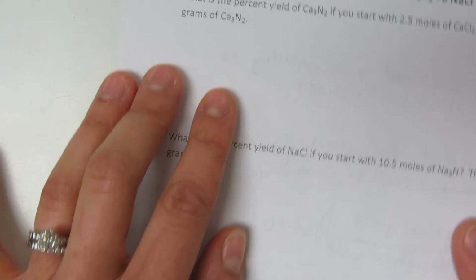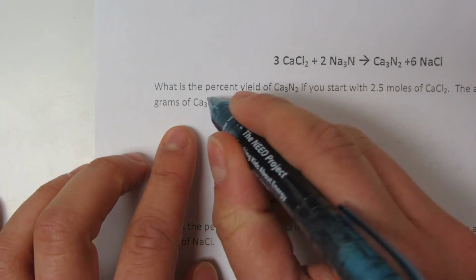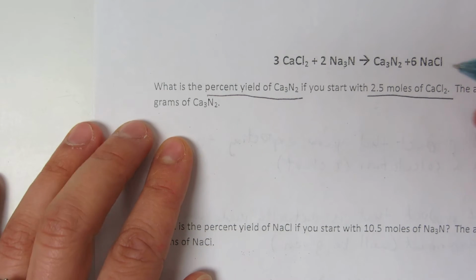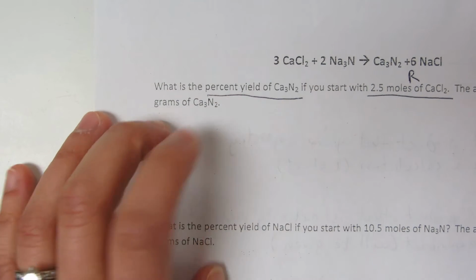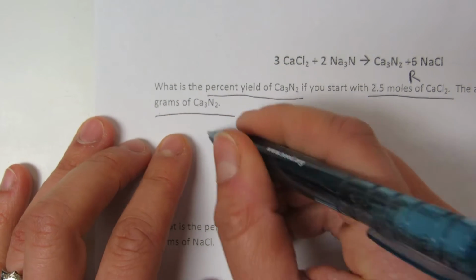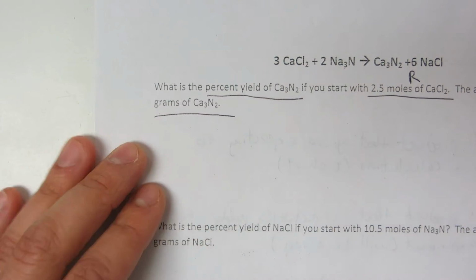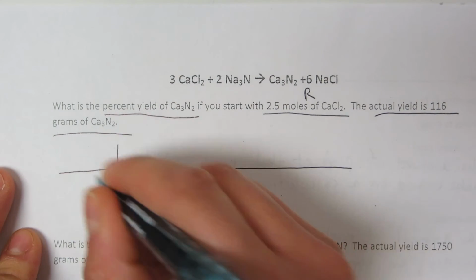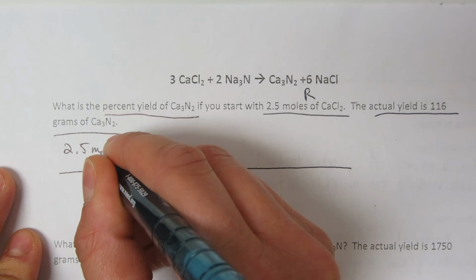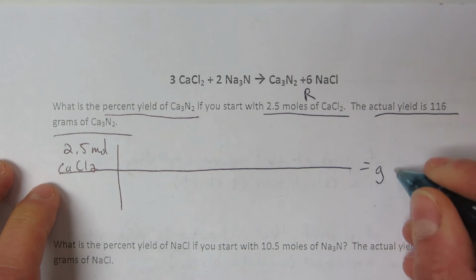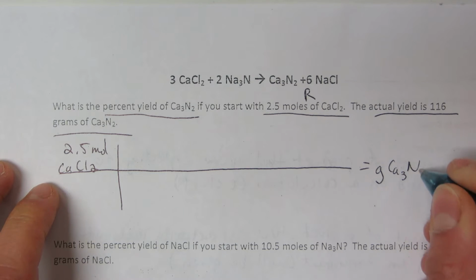Okay, so let's try a different problem. Let's try this one here. What's the percent yield of calcium nitride? You have 2.5 moles of calcium chloride. That's your reactant. The actual yield of product is 116 grams of calcium nitride. So we want to put this reactant, 2.5 mole calcium chloride, and convert that to grams of calcium nitride.